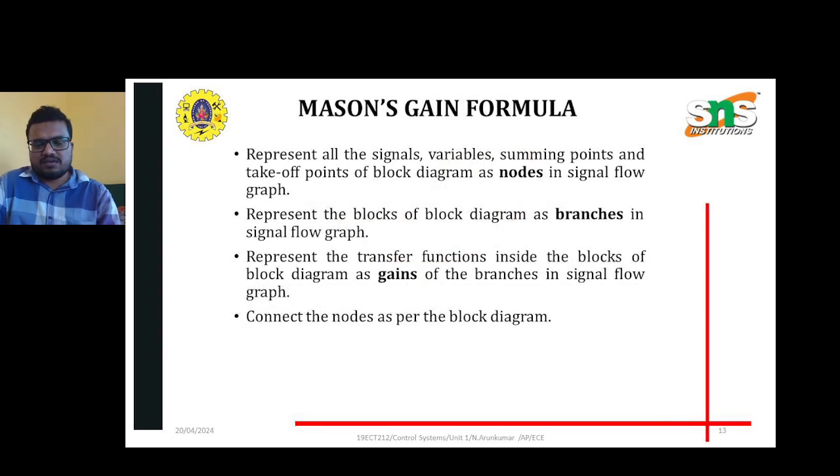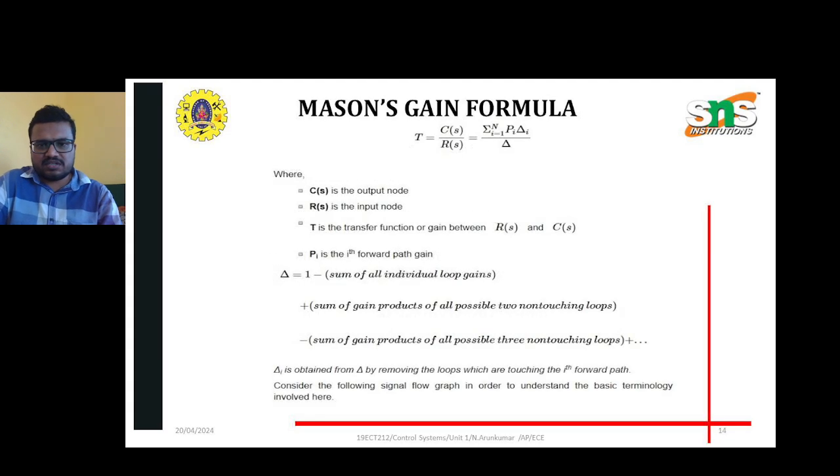After finding the signal flow graph, we have to use Mason's gain formula. It is the formula which is used to identify the transfer function of the system. It is none other than C of s by R of s, because it is a transfer function. Already we know that C of s is the output node, R of s is the input node, and T will be the transfer function of the corresponding system.